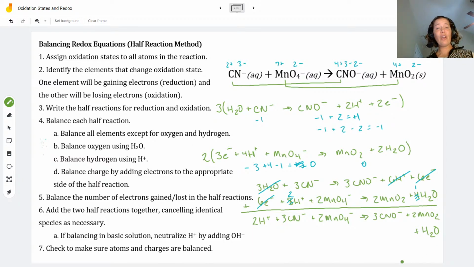Okay, oh my goodness, the time just flies. So let's double check our atoms here. Starting with my hydrogen, I have 2 hydrogen here and 2 hydrogen here. It's totally fine. 3 carbon and 3 carbon, 3 nitrogen, 3 nitrogen. Okay, so 2 manganese and 2 manganese. Let's check oxygen. I have 4 times 2, so 8 oxygen. So I get 3 here and 4 here plus 1 more here. That also gives me 8 oxygen. So my atoms are balanced.